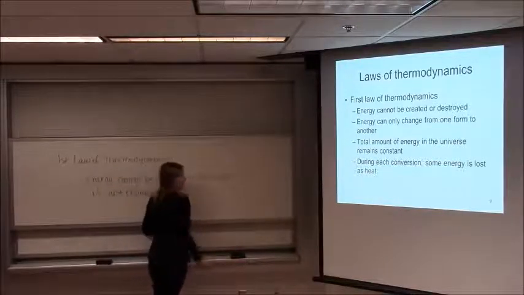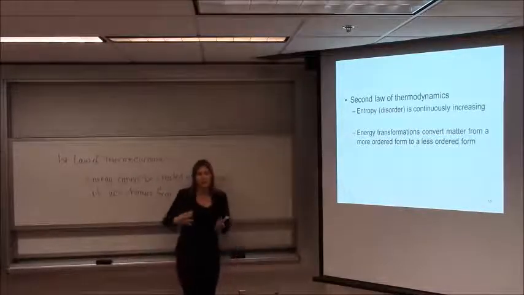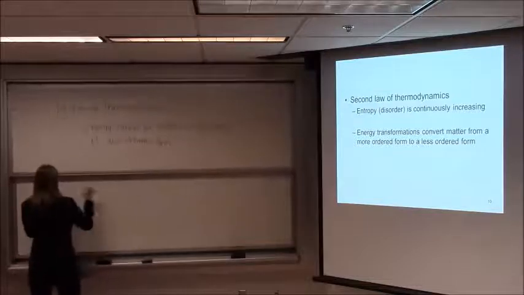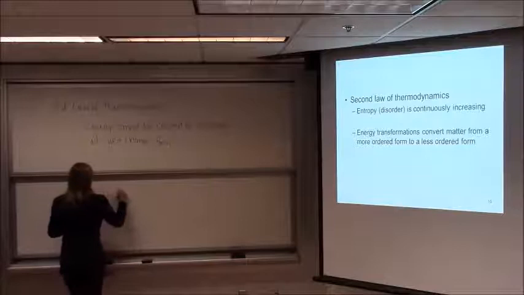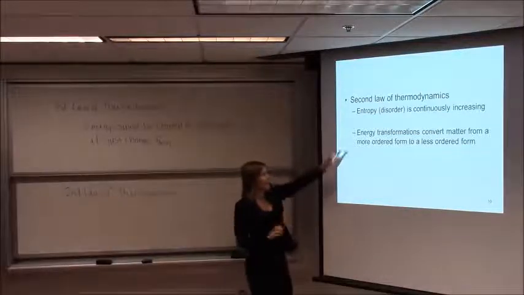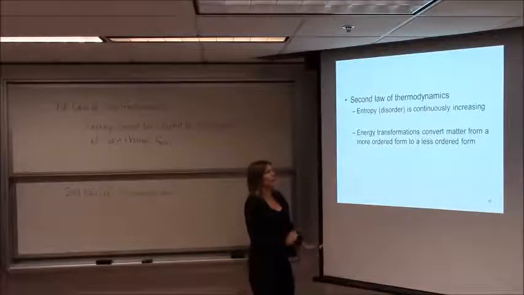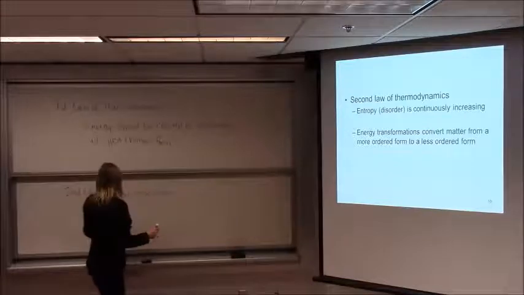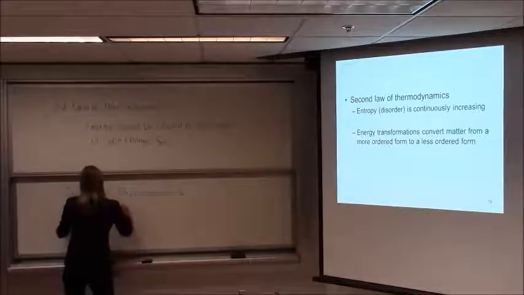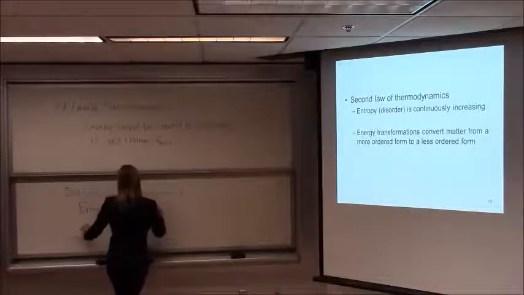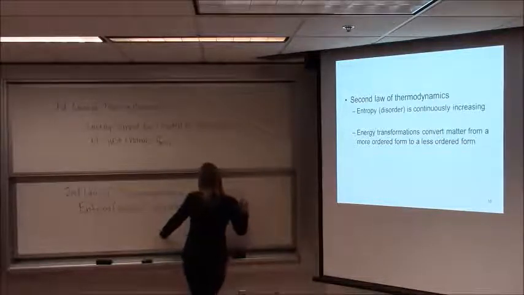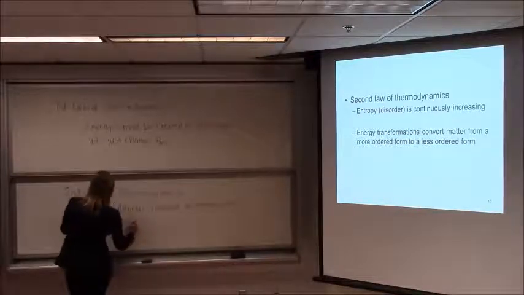Okay, and then the second law of thermodynamics involves this orderly form of energy becoming disorderly. As we use energy, it usually converts from an orderly state to a disorderly state. So, second law of thermodynamics. Energy transformation converts matter from a more ordered form to a less ordered form. That disorder is called entropy. So really what the second law of thermodynamics is saying is entropy increases. Entropy is disorder. Entropy increases as energy is used. It's going to change from an orderly form to a disorderly form.